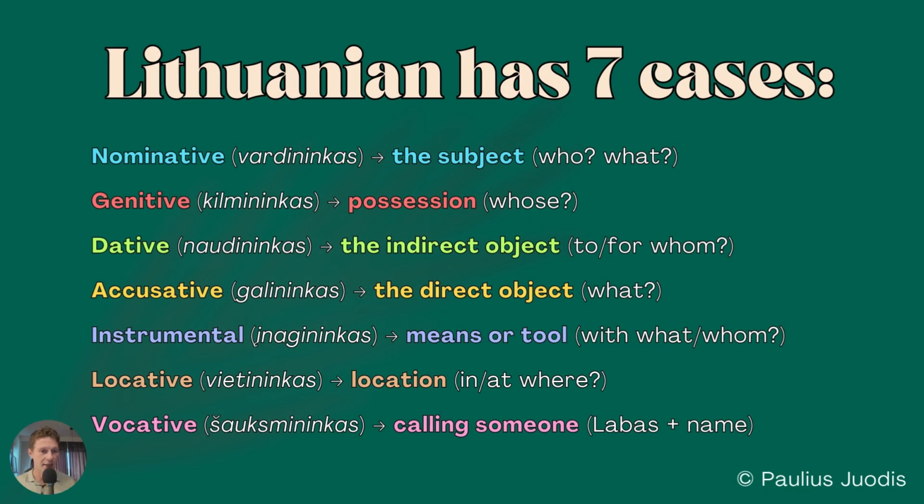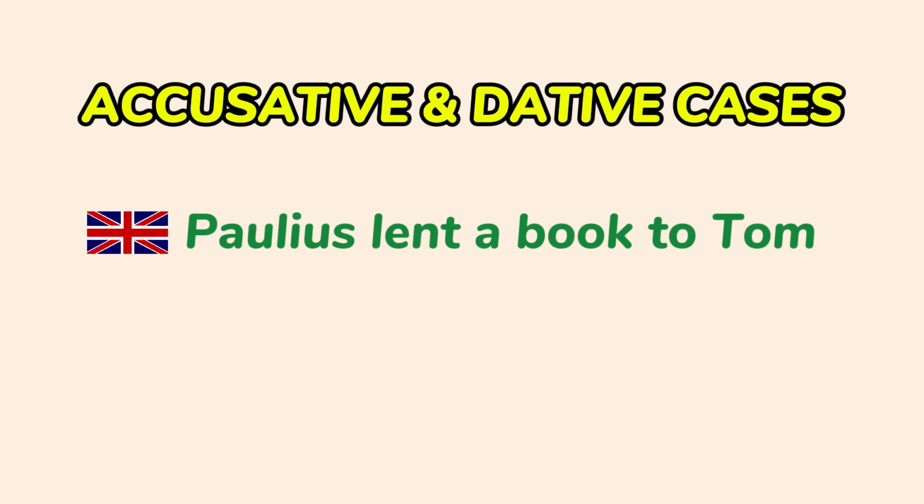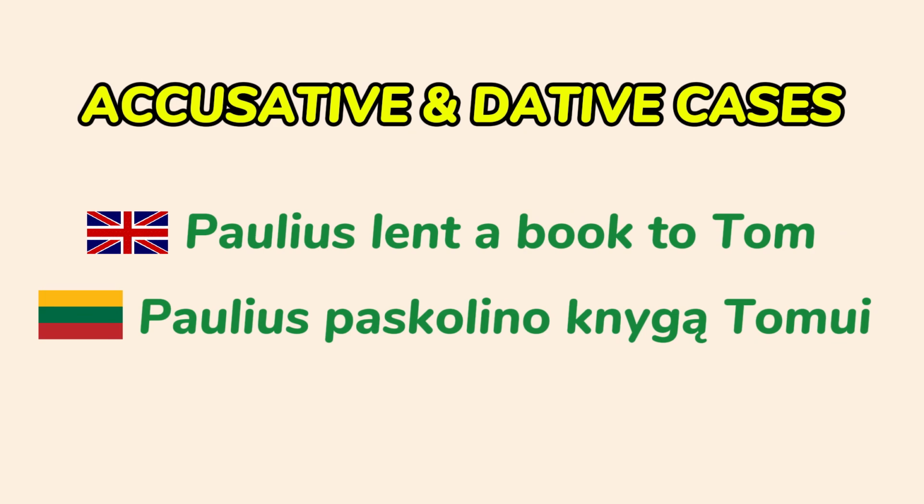Now, the dative and the accusative cases are kind of complementary because both of them are used to speak about objects. So there's the indirect object, dative, naudininkas, and there's the direct object, accusative. Now, what is a direct object and what is an indirect object? Let's take, for example, a sentence that Paulius lent a book to Tom. Paulius paskolino knygą Tomui. So in this sentence, we have the subject, Paulius, in the nominative.